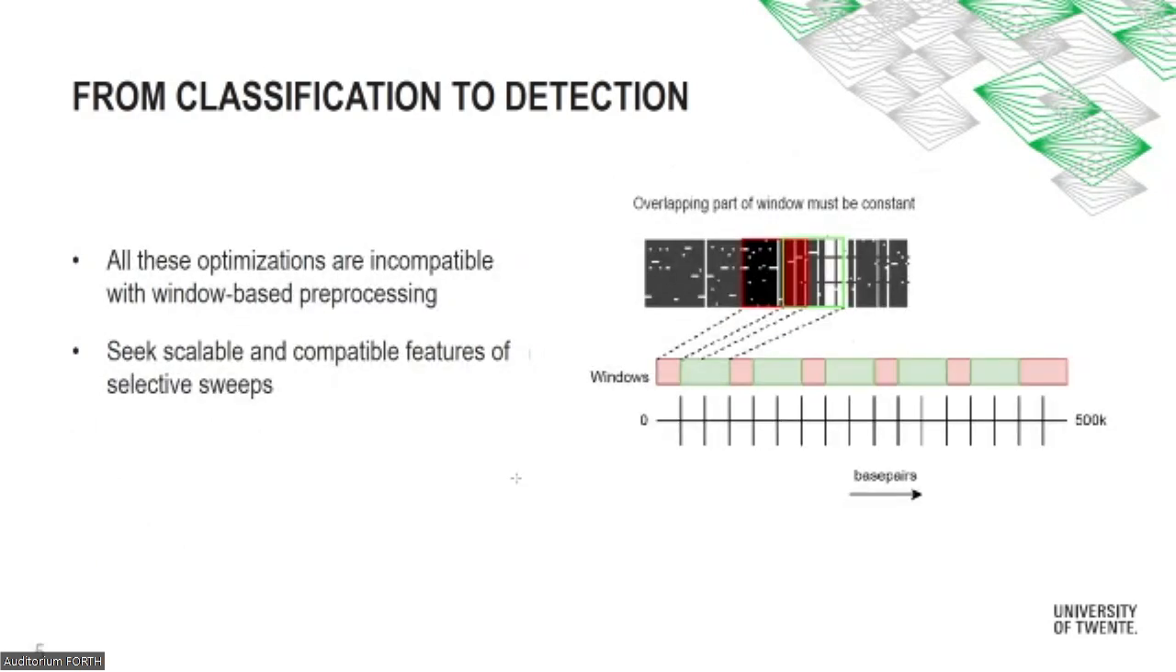But again, all of these advantages cannot be applied if we use window-based pre-processing. So that's why we try to find a method for selective sweep classification that does not do any of these pre-processing steps and can therefore be implemented as an efficient detection method for selective sweep detection.